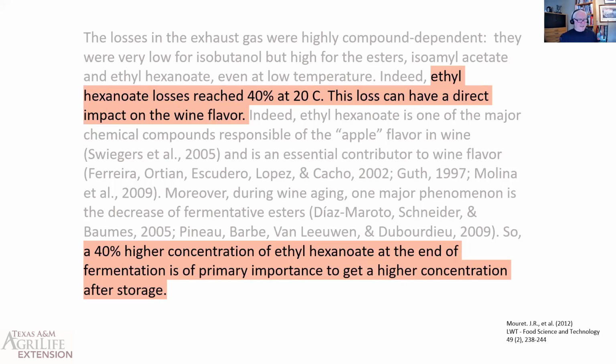But then he went on to say, if there was a way to regain that 40% concentration of ethyl hexanoate at the end of fermentation, then that's very important because it will give us a higher concentration in the bottle after storage. So yes, it's very important to try to prevent the aroma loss during fermentation because the higher the aromas going into the bottle, the more you're going to have after storage.